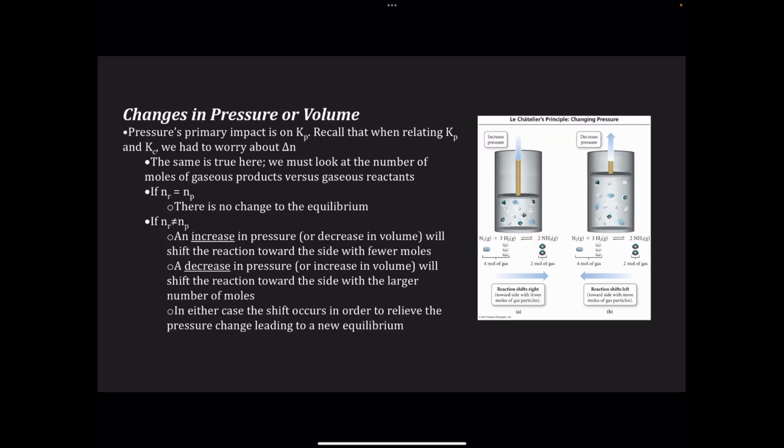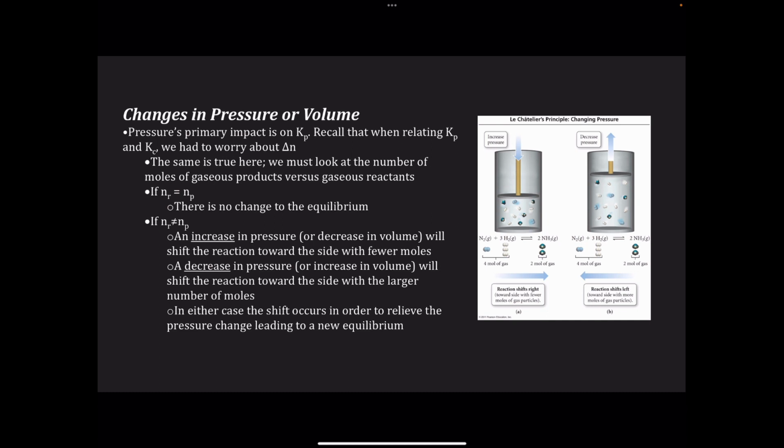Now, the next stress we'll take a look at are changes in pressure or volume. Pressure's primary impact is on Kp. So remember that when we are relating Kp and Kc, we had to worry about the change in gas moles. The same is true here. We've got to look at the number of moles of gaseous products versus gaseous reactants. It's only those substances that are going to be impacted by changes in pressure or volume.